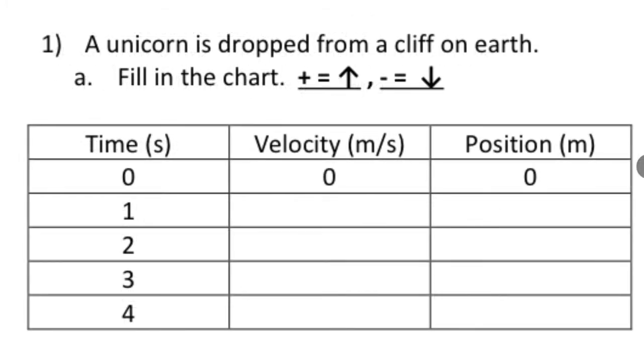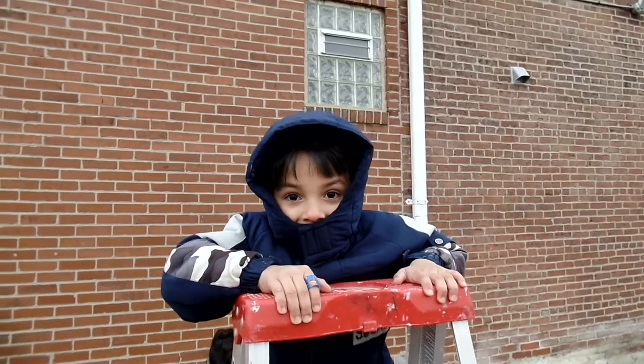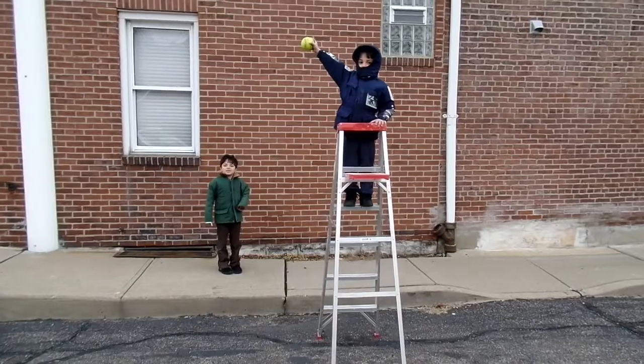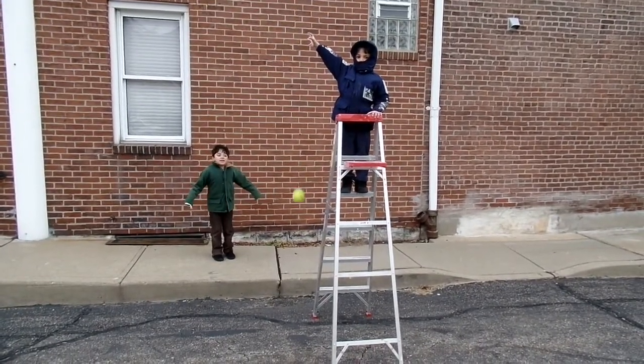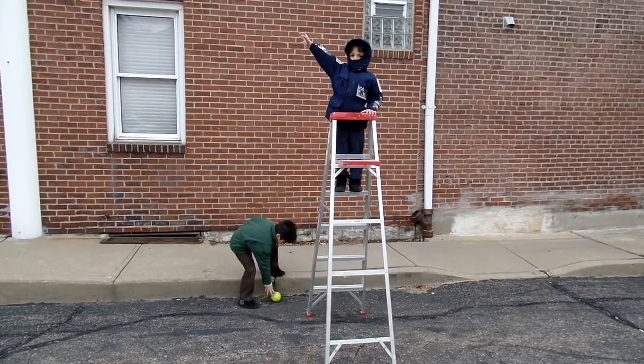First problem, we're going to drop a unicorn from a cliff, fill in the chart for velocity and position. Hola, ninja. He thinks he's a ninja. He always does that with his hood. Here it is, dale, dropping. Eso, right. Perfecto, hijo, gracias.